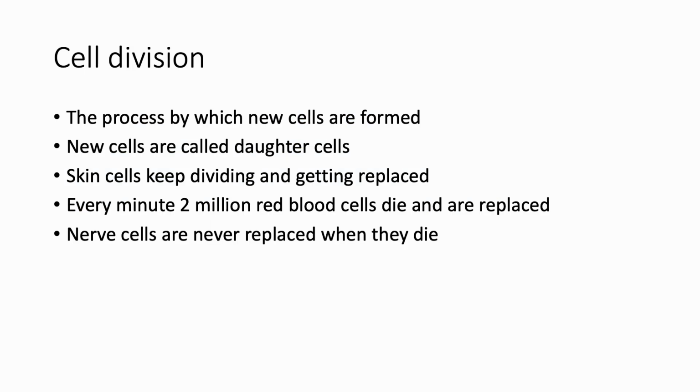Cell division. The process by which new cells are formed is called cell division. The new cells are called daughter cells. Skin cells keep dividing and getting replaced regularly. Every minute, 2 million red blood cells die and they are replaced in the body. Nerve cells are never replaced when they die.